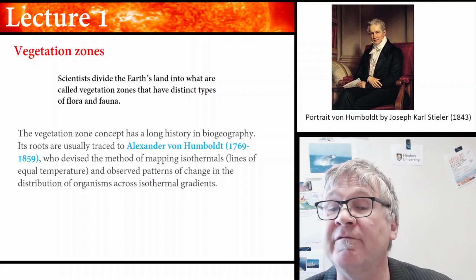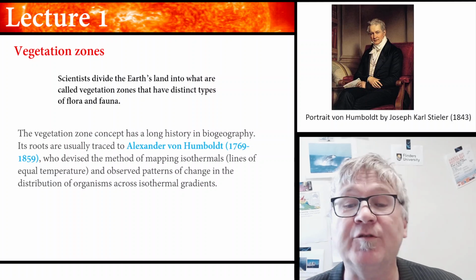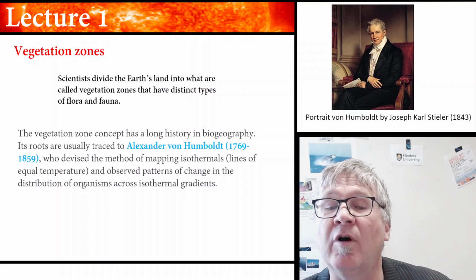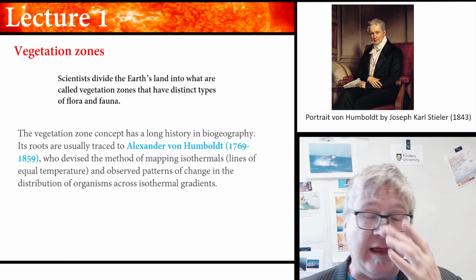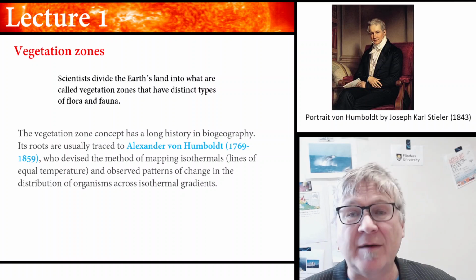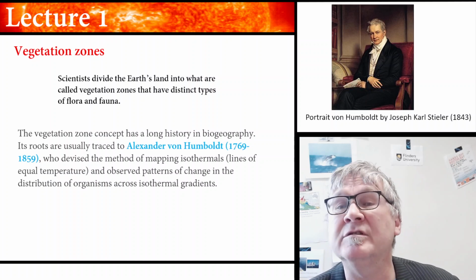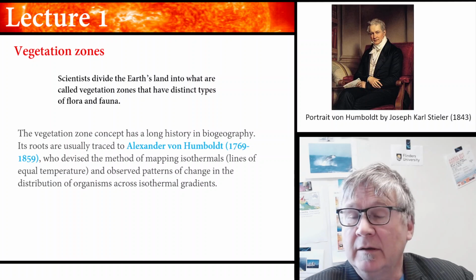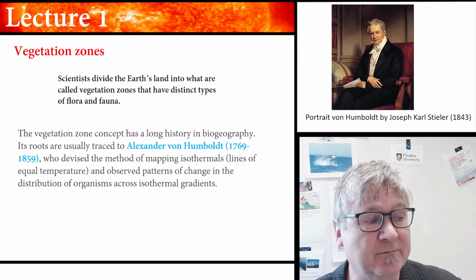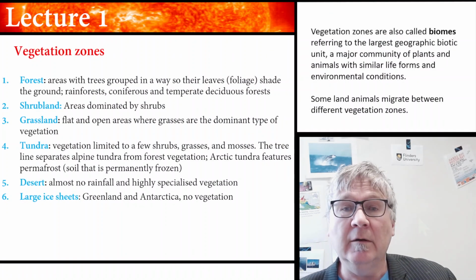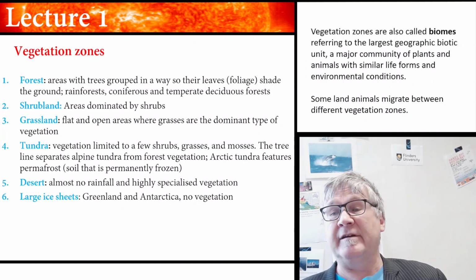Okay, who devised the method of mapping isothermals, lines of equal temperature, and observed patterns of change in the distribution of organisms across isothermal gradients. And isothermal relates to temperature, and that's again the link back to the climate, okay? Or by the influence of temperature on the biology. And you get different vegetation zones. Okay, and they are listed here.